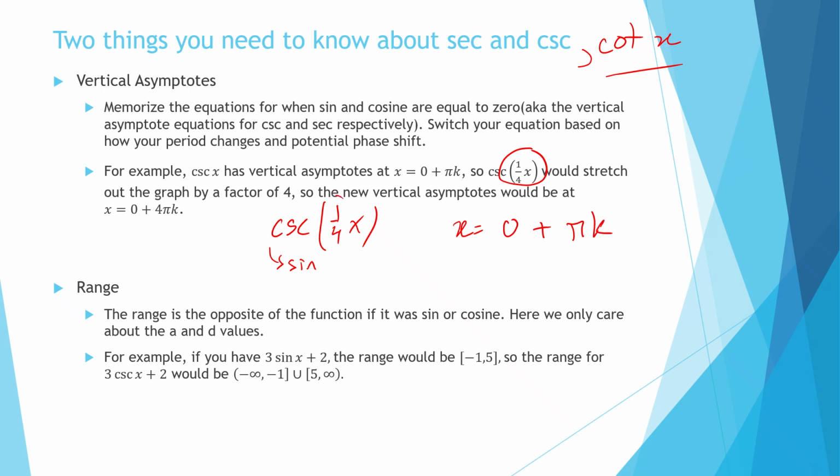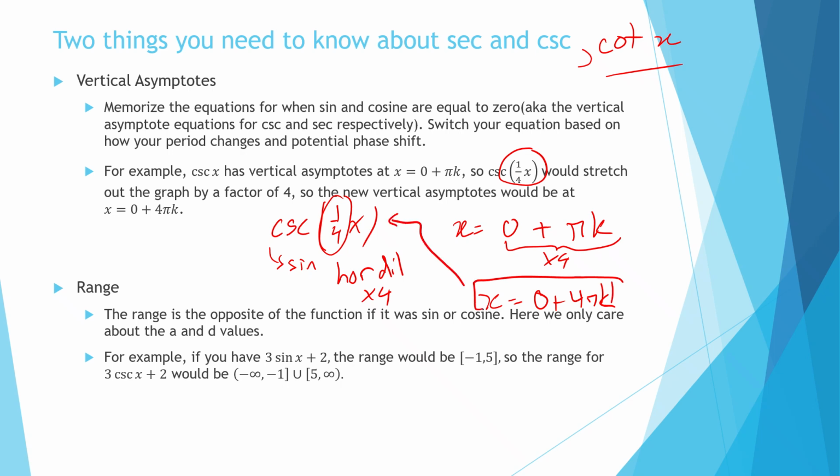Now, I see a b value of 1/4, which means that is stretching the graph out by 4. That's a horizontal dilation by a factor of 4. So I'm going to take this whole equation and multiply it by 4 to get x equals 0 plus 4 pi k. And that's going to be our equation for the vertical asymptotes of cosecant of 1/4 x.